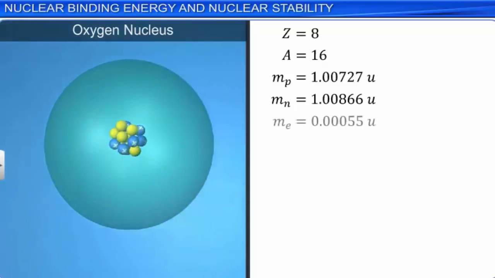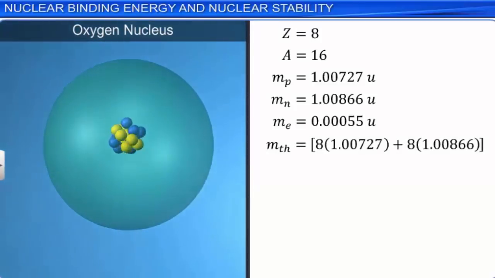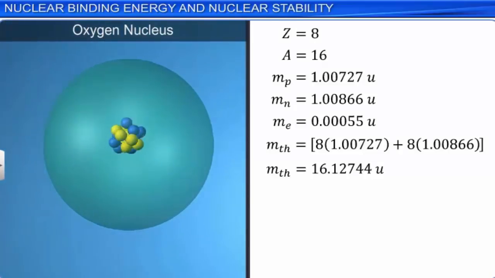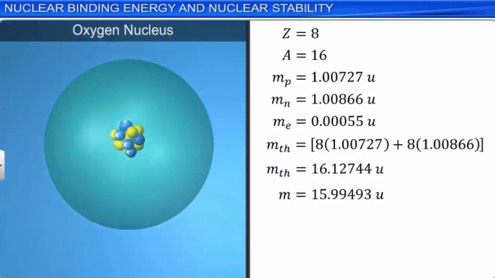The total mass of the constituents of the oxygen nucleus is the sum of the masses of 8 protons and 8 neutrons put together, and this is equal to 16.12744 AMU. Theoretically, this is the expected mass of the oxygen nucleus. But the actual mass of the oxygen atom M, determined experimentally using the mass spectroscopy principles, is 15.99493 AMU. When the mass of the 8 electrons is deducted from this, we get the mass of the oxygen nucleus as 15.99053 AMU.